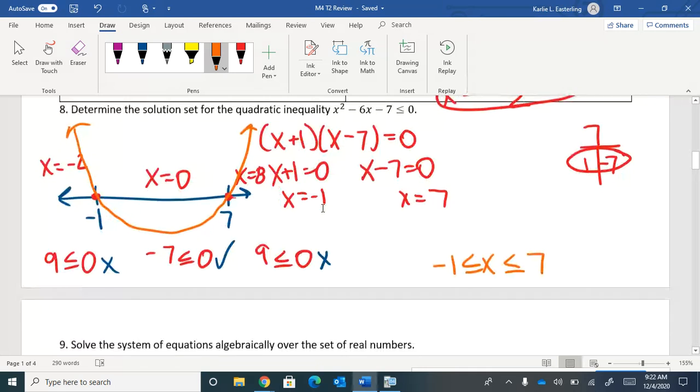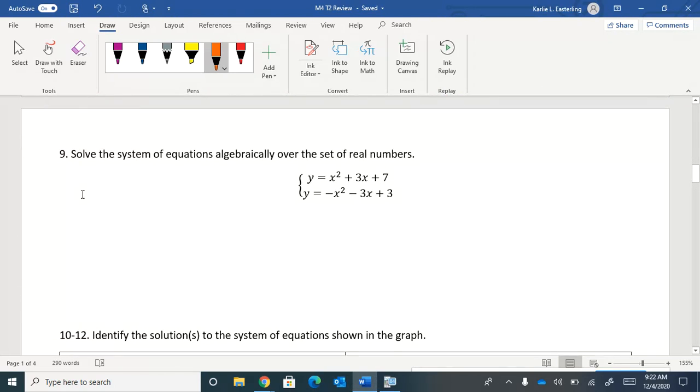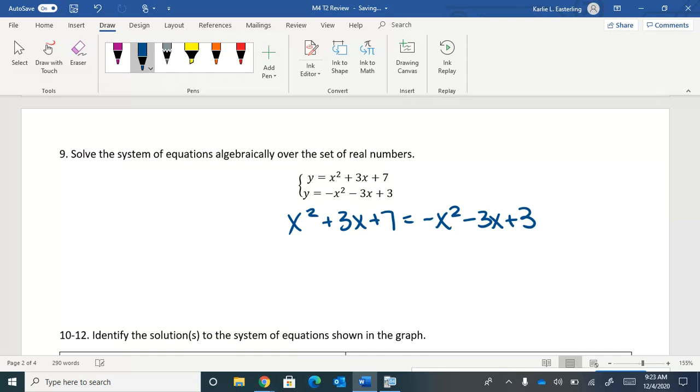All right, let's go ahead and flip it over. So solving systems of equations algebraically over the set of real numbers. So what you want to do here is you want to substitute one equation into the other. So you're going to put x squared plus 3x plus 7 equals negative x squared minus 3x plus 3. And then you're going to solve for your x's. I used the quadratic formula for this once I got this set equal to 0.